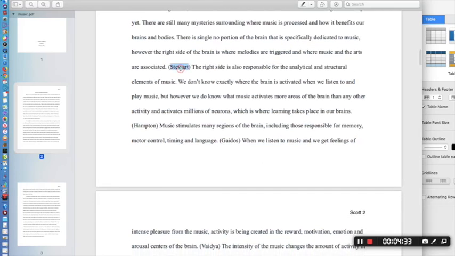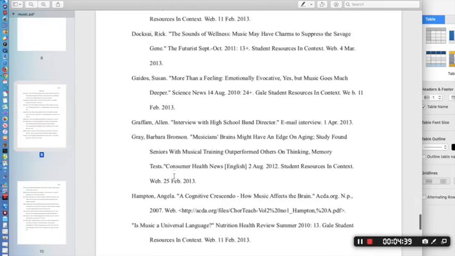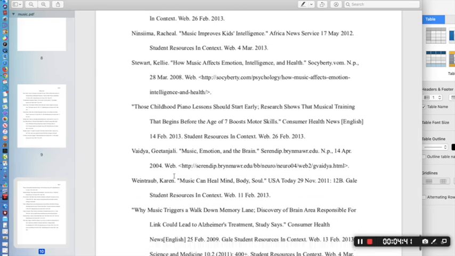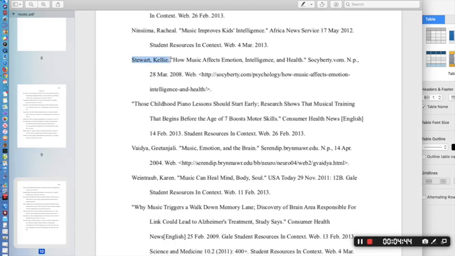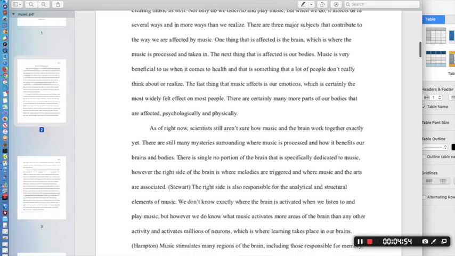Now, let's see if these sources are cited properly. That one says Stewart. If I go to the works cited page, there it is. Everything's alphabetical, so Stewart's going to be near the end. There it is, Stewart. Kelly Stewart, wow. And here is the whole title of the source, How Music Affects Emotion, Intelligence, and Health. There it is. That's what it's called. I'm not going to go read it now, but if I wanted to, I could.